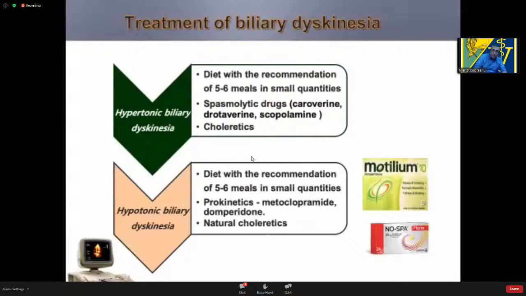On the other hand, regarding the treatment of hypotonic biliary dyskinesia, also 5 to 6 meals in small quantities, but here we can recommend prokinetic drugs, prokinetics. Here we can, with good results, recommend oral or parenteral therapy with metoclopramide, domperidone, and so on, and also natural choleretics. Okay.